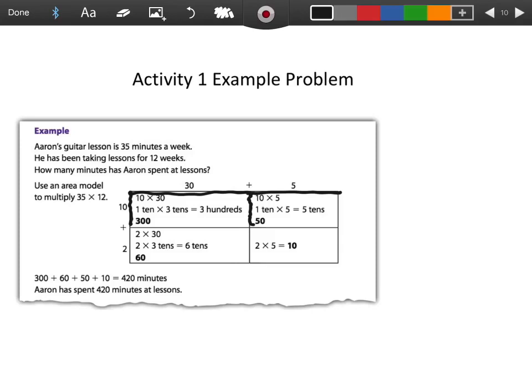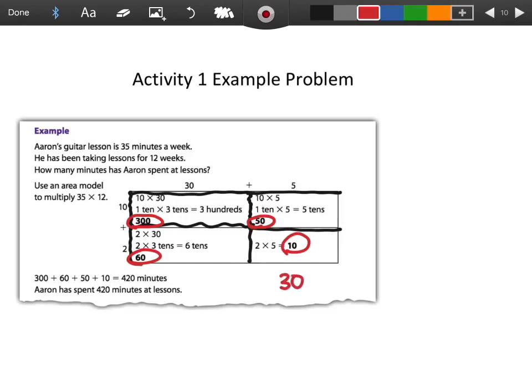And then let's move on down here. We have a side of 2 and a width of 30. So that's 2 times 30, which is 2 times 3 tens equals 6 tens, which is a value of 60. And then finally, a side of 2 and a width of 5, which is 2 times 5 is 10. Now we take all our little partial products, the 300, the 50, the 60, and the 10, and we add them up to find the total product.